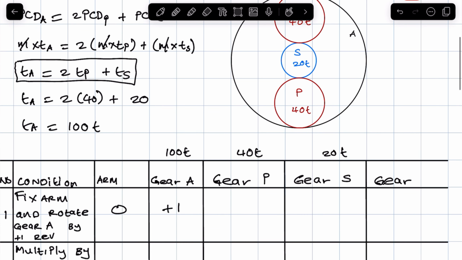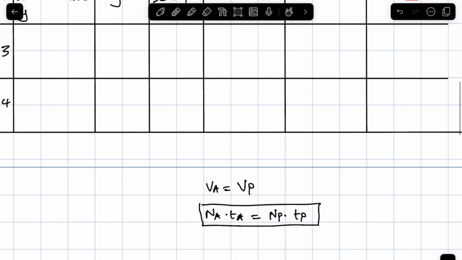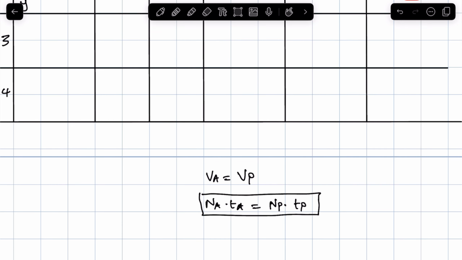So we've already established that gear A, the annulus, is going clockwise, meaning the planetary gear is also going to go clockwise. So both are going to remain positive. Remember, as far as direction, if the gear is going clockwise, then it remains positive. But if it's going anti-clockwise, then we say it is negative.